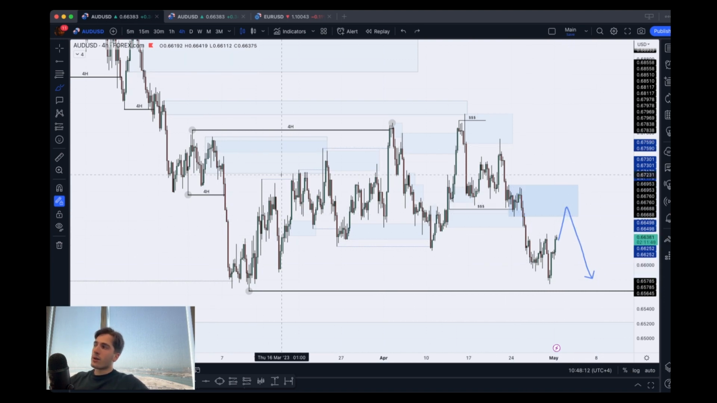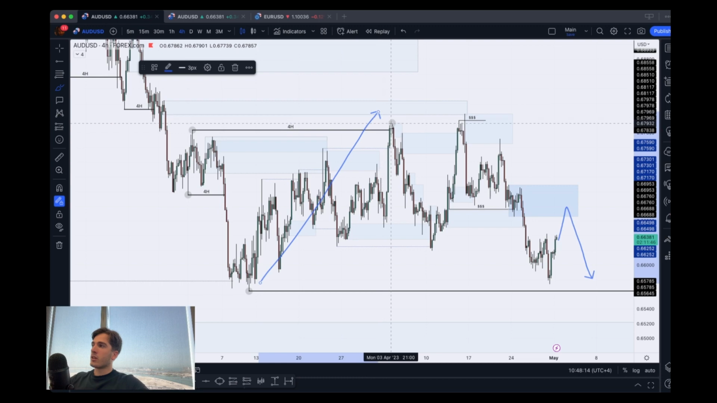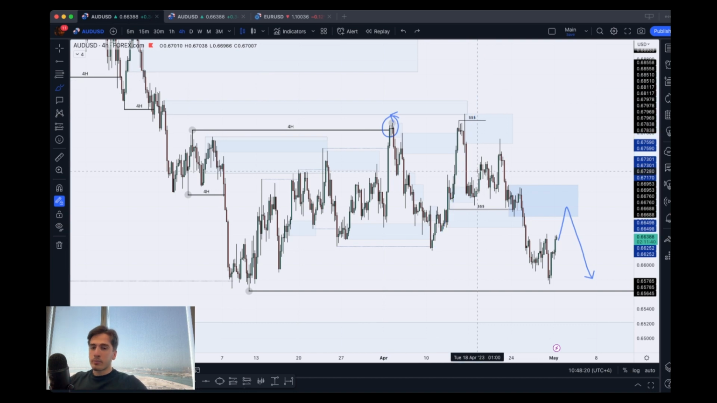Of course, overall 4-hour swing structure is still bullish with this being your impulse up, but again, like I mentioned last week, this is just simply a liquidity grab. So the probability of us moving up higher, also with the daily being bearish, is not that high.